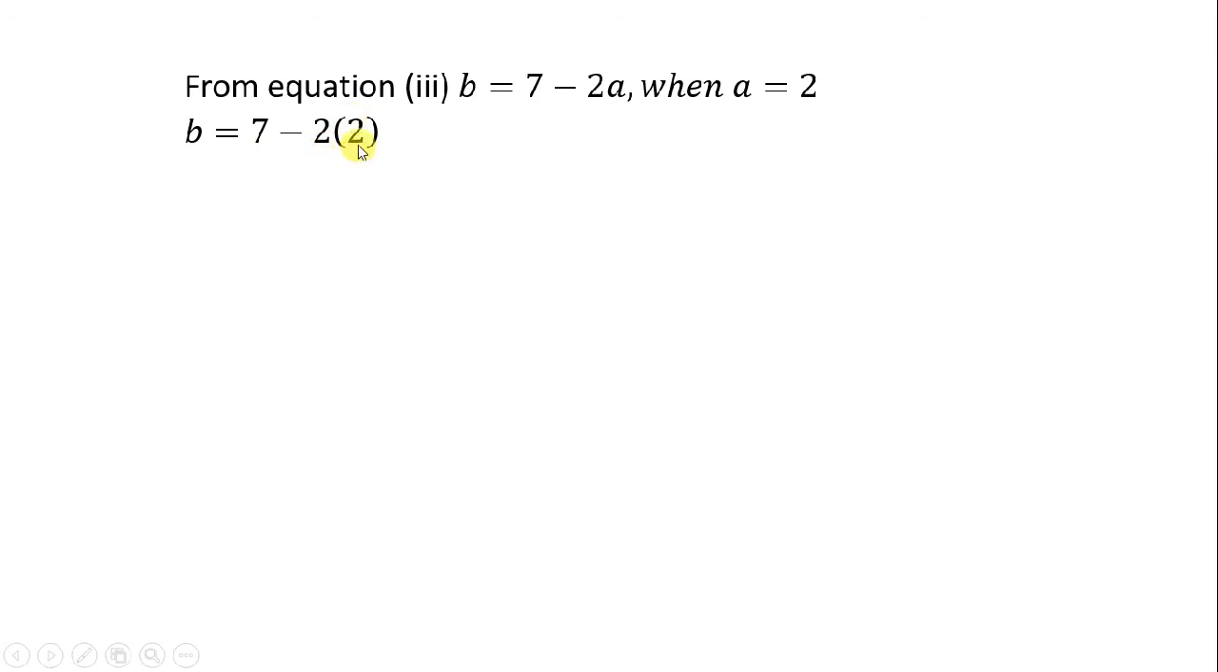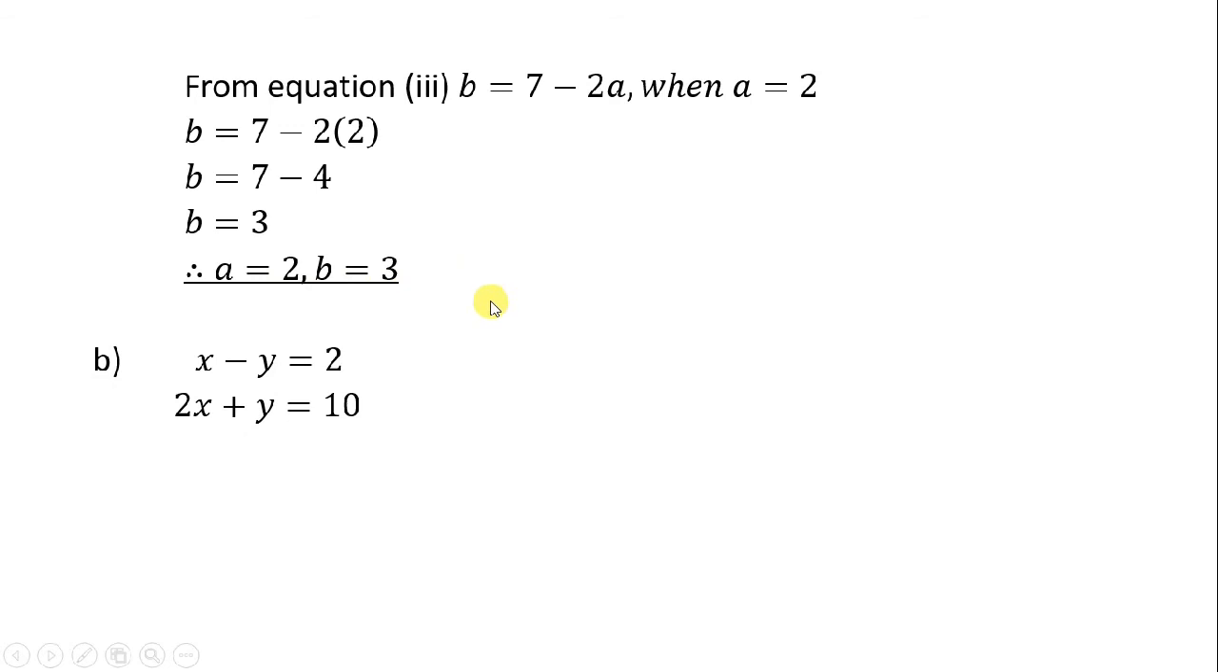Open your brackets 2, close your brackets. Here we are going to multiply. So we'll say b is equal to 7 minus 4. Our b is equal to what? 3. Therefore, our answer is a equals 2 and b equals 3. We continue.